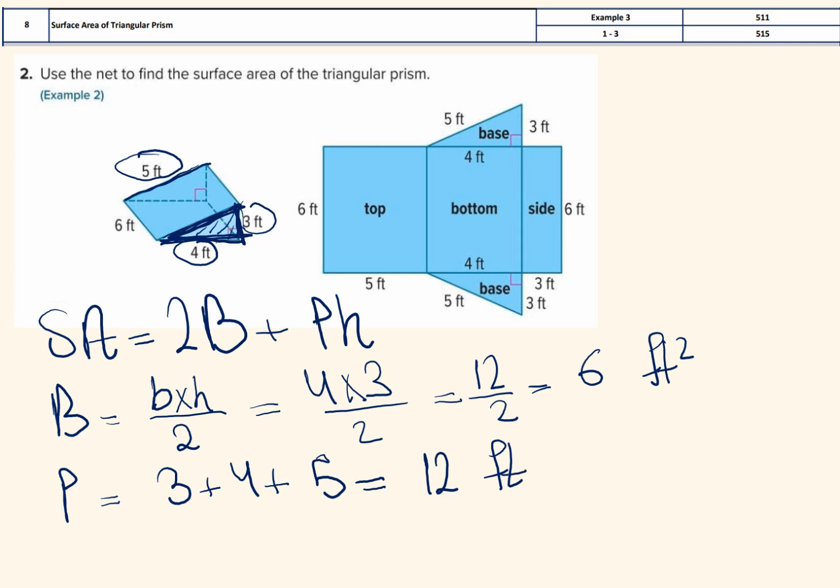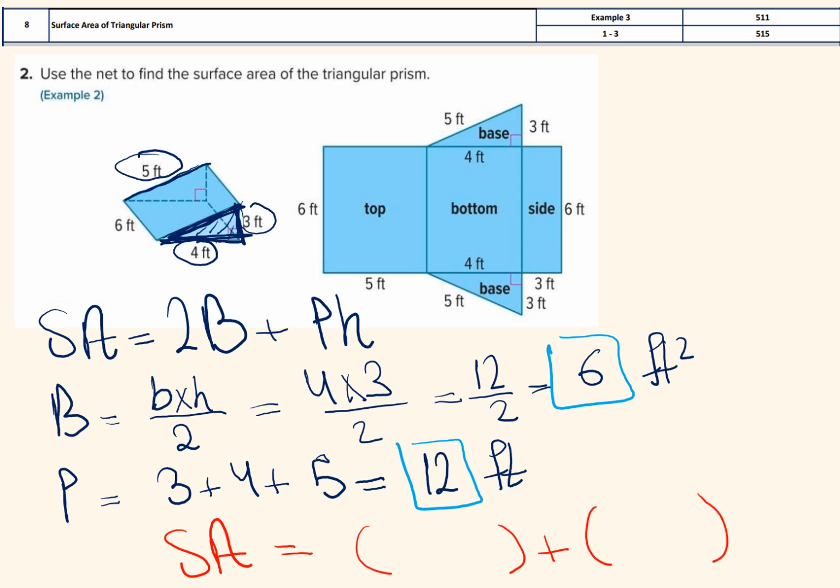Now, let's plug in these values in the formula to find the surface area. So the surface area equals, open up 2 sets of parentheses this way, a plus sign between them. In the first set, I'm going to write 2 times b, so 2 times 6. And in the second set, I'm going to write p times h, the perimeter, which is 12, times the height of the prism. Well, this is a very important point to focus on.